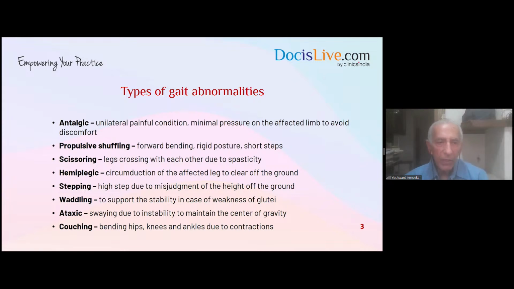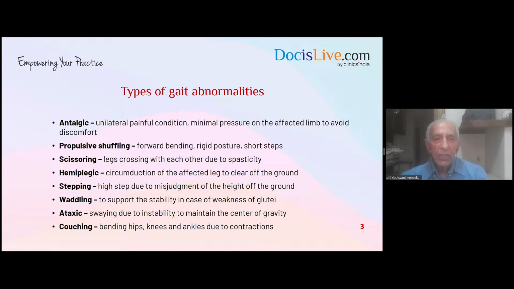Well, we are all aware of an ataxic gait, like a drunken person's gait, and you see that in any kind of ataxia, often cerebellar, but sometimes even a posterior column ataxia. And lastly, the crouching gait, where a person bends down his hips, knees, ankles, etc., to relieve some painful condition, typically a severe abdominal pain. The patient bends down and walks.